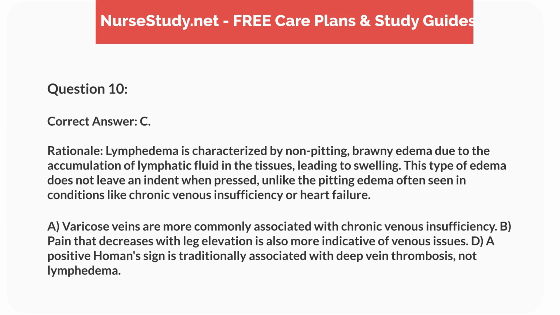Correct answer, C. Rationale: lymphedema is characterized by non-pitting, brawny edema due to the accumulation of lymphatic fluid in the tissues, leading to swelling. This type of edema does not leave an indent when pressed, unlike the pitting edema often seen in conditions like chronic venous insufficiency or heart failure. A. Varicose veins are more commonly associated with chronic venous insufficiency. B. Pain that decreases with leg elevation is also more indicative of venous issues. D. A positive Homans sign is traditionally associated with deep vein thrombosis, not lymphedema.